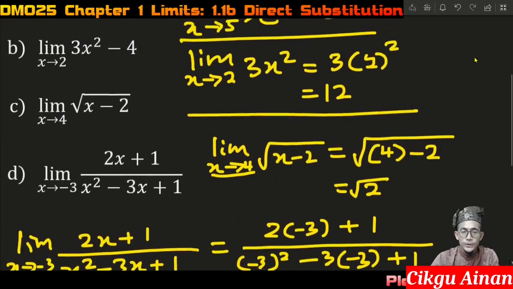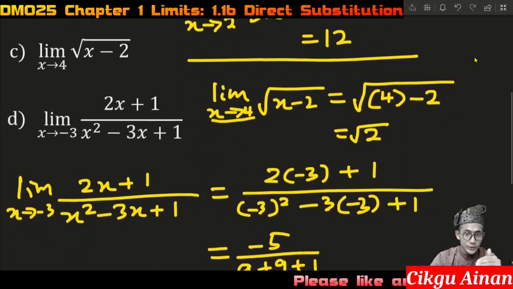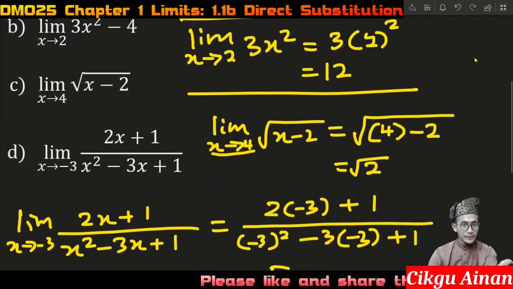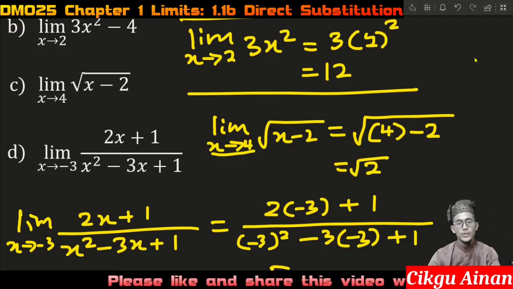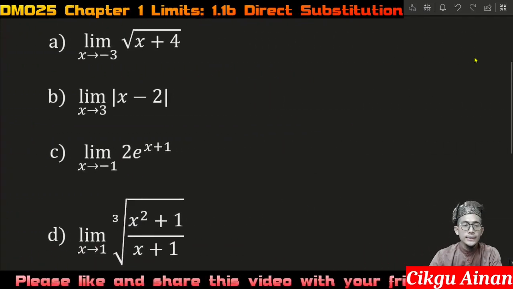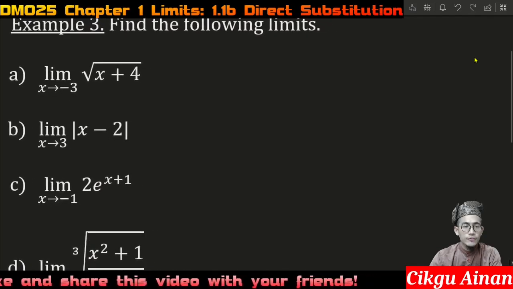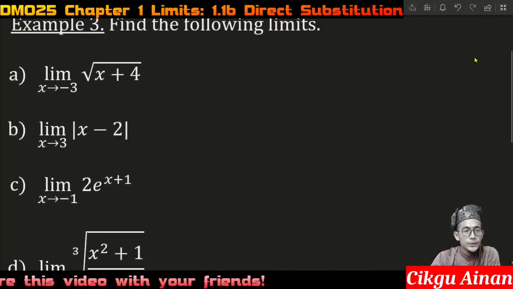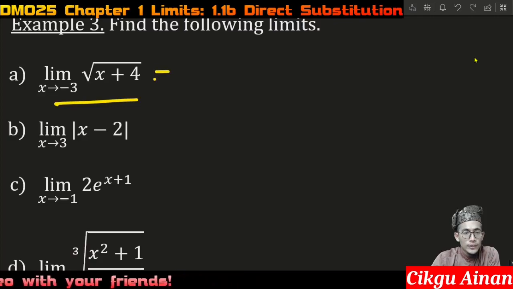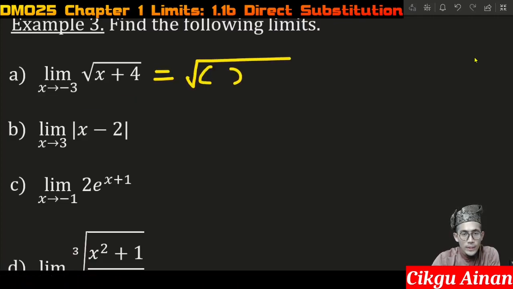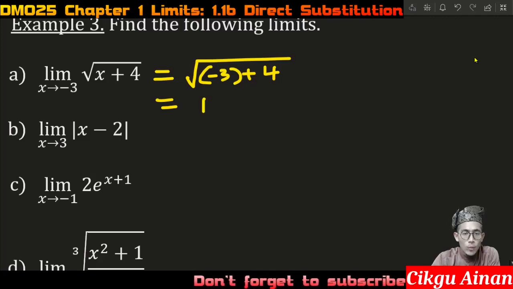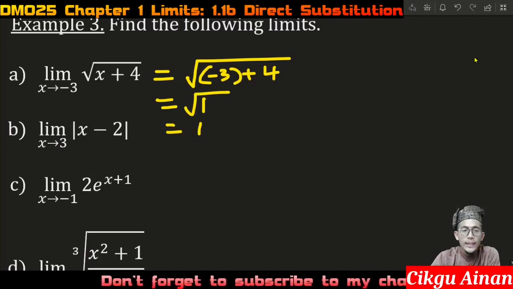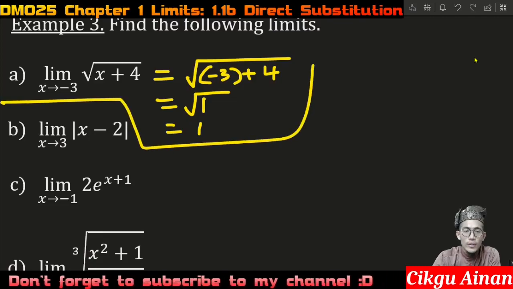Now, for all 4 answers, as you can see over there, no matter what the function is, we just substitute. Now, let's consider the next 4 examples. For this one, we directly substitute. What's the value of x? It is minus 3 plus 4 equals 1. The square root of 1 is 1. So that's for A.